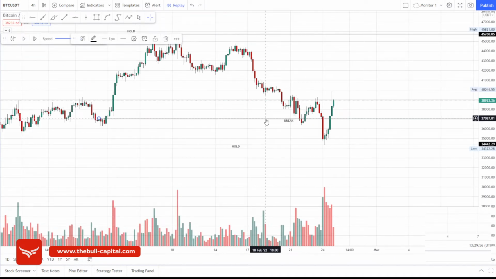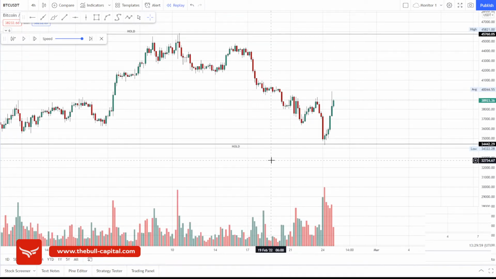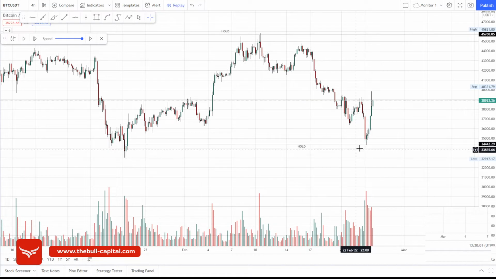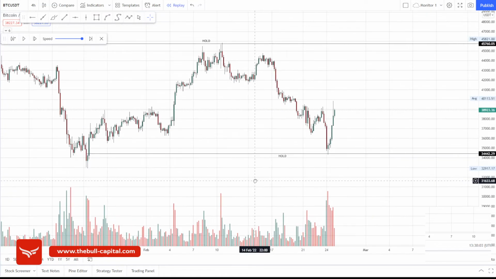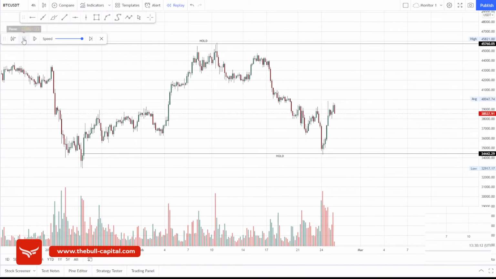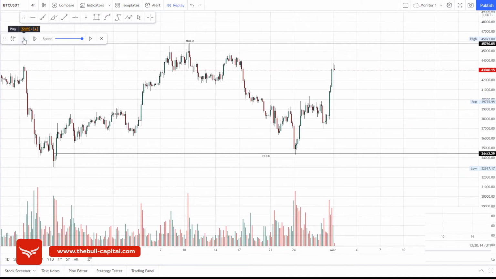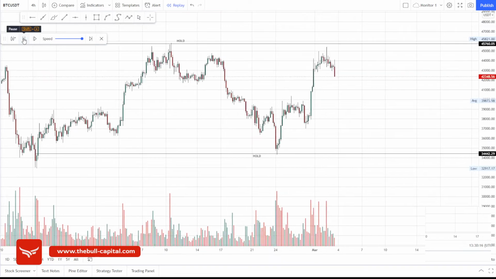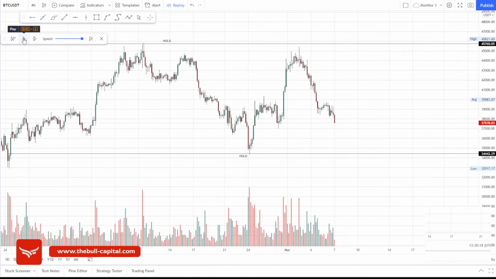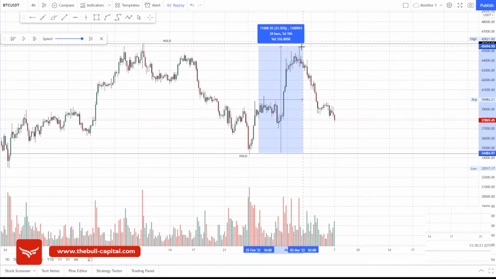So now look how nice it touched this hold level and it bounced back up. Let's see actually how high it goes. So now we have this range between two hold levels, and there we go. So you actually went from the bottom to top almost, which is 31% profit.